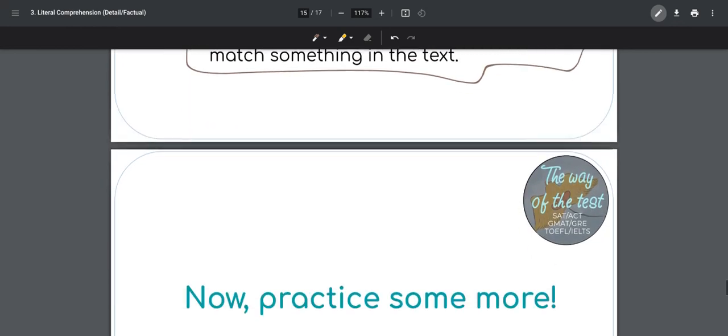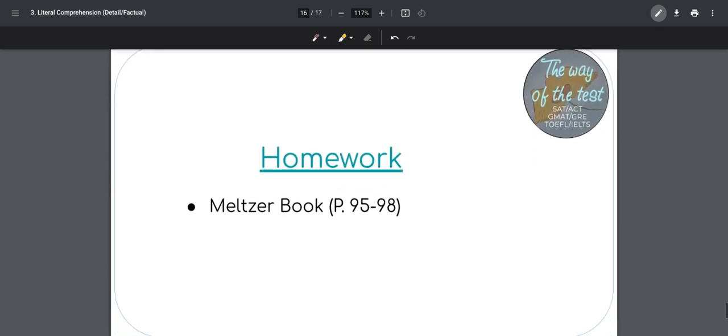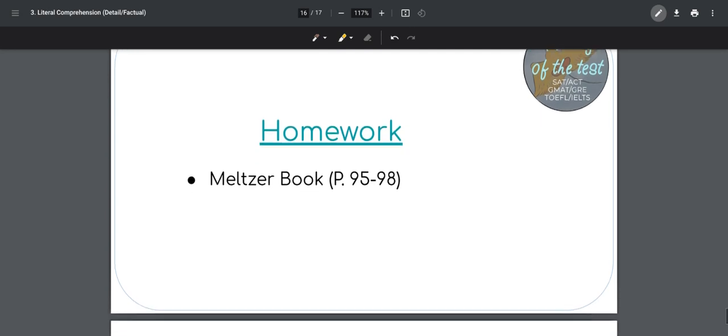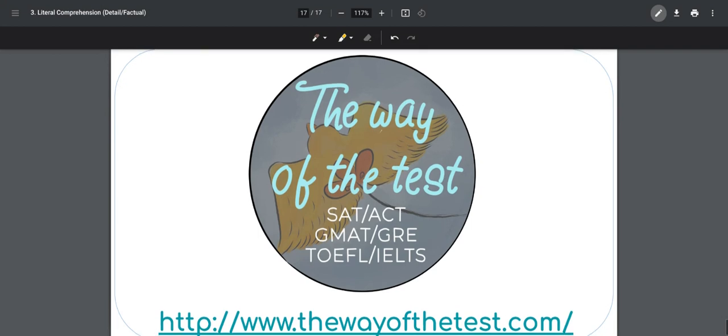Now you can practice some more. Again, if you have the Meltzer book, you can do these. These are the pages that correspond to the literal comprehension question. You can also just go to Khan Academy or go to the PDF form and check your literal comprehension questions, and see you on the next question type, which is the function question type.